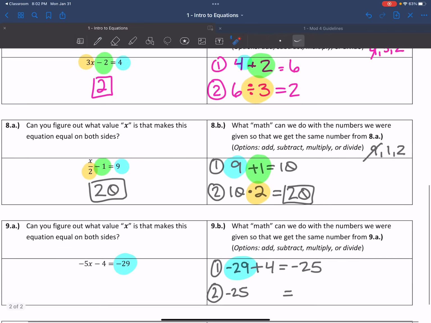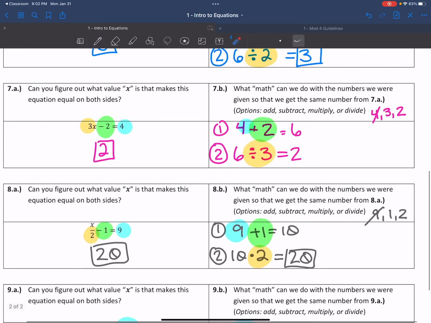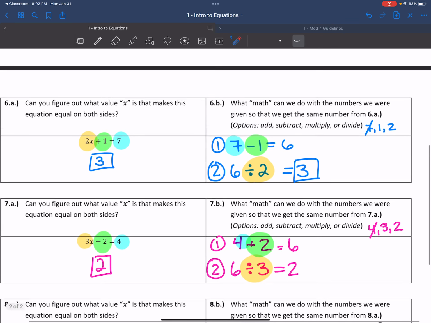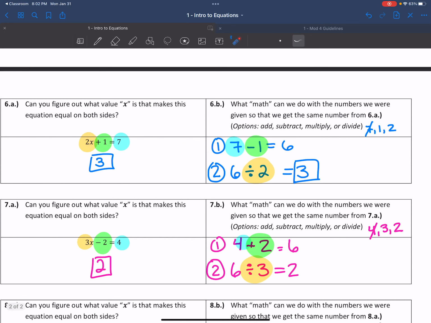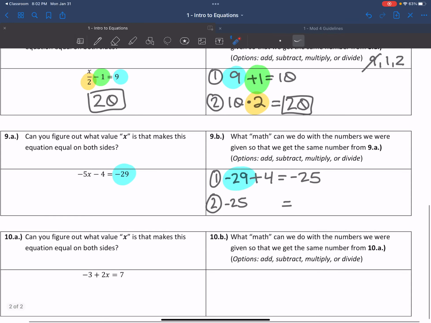Now we are going to figure out our last little bit. Looking at A, we're dividing by 2. In the second step, we multiplied by 2. In 7, we are multiplying by 3, and then we divided by 3. In number 6, we are multiplying by 2, and then we divided by 2. So in 9, if we're multiplying by negative 5, we must divide by negative 5. And that gives us an answer of 5.